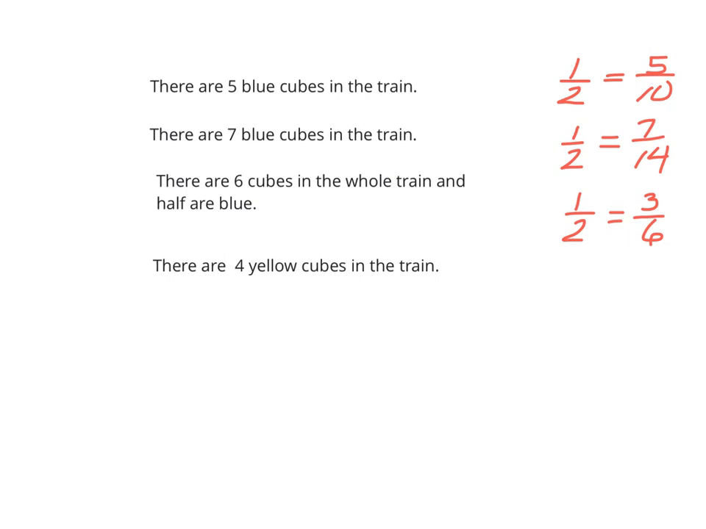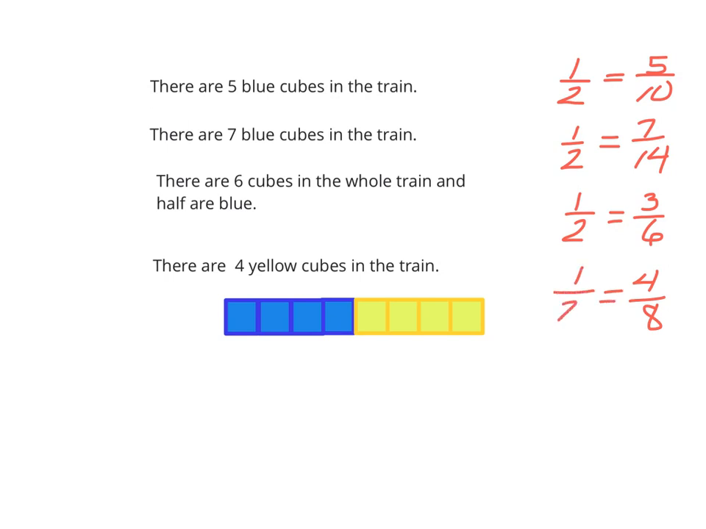Well, let's see. So if there are 4 yellow cubes in the train, that means there has to be 4 blue cubes in the train. Therefore, there would be 8 total. So 4 yellows out of 8 totals is equivalent to 1 part yellow out of the 2 parts. So 1/2 equals 4/8.